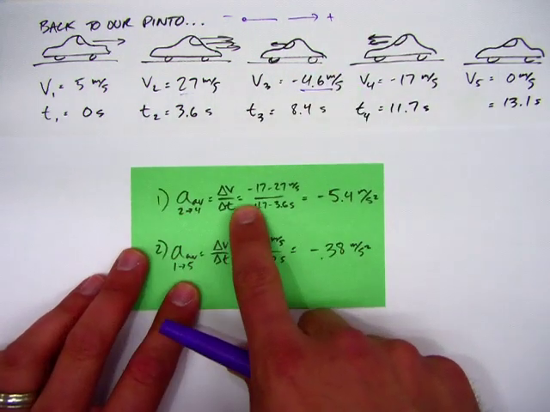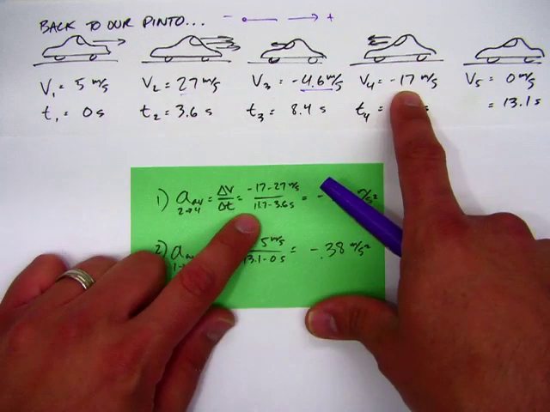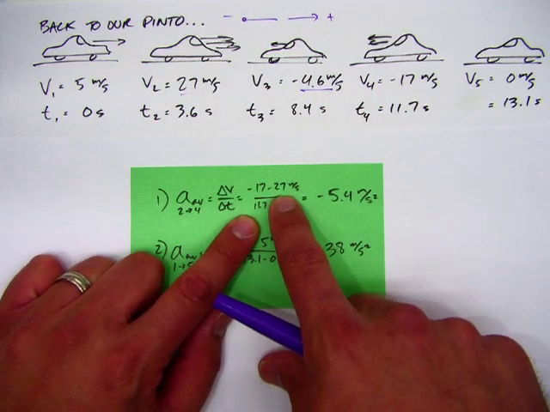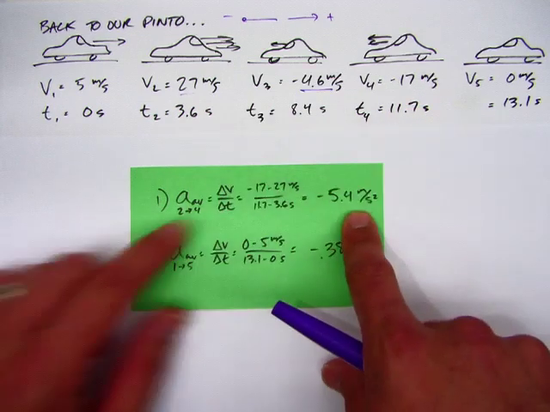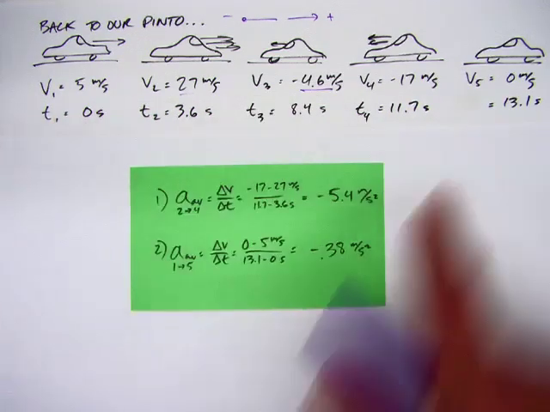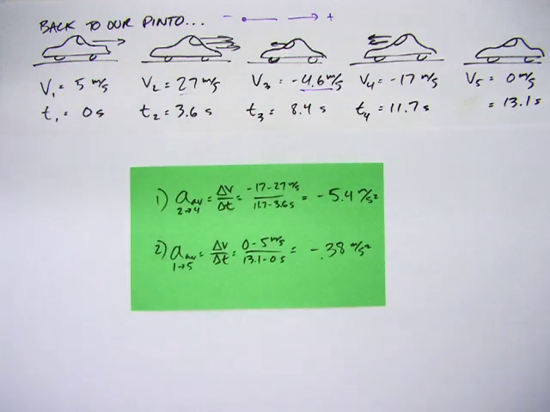Okay, from 2 to 4, I started at 27. I end at negative 17. Final minus initial gives me a bigger negative number over the time interval from here to here, negative 5.4. And from 1 to 5, my overall, I start with a positive 5, end at 0, so I've lost velocity. I have a negative 0.38 meters per second squared.